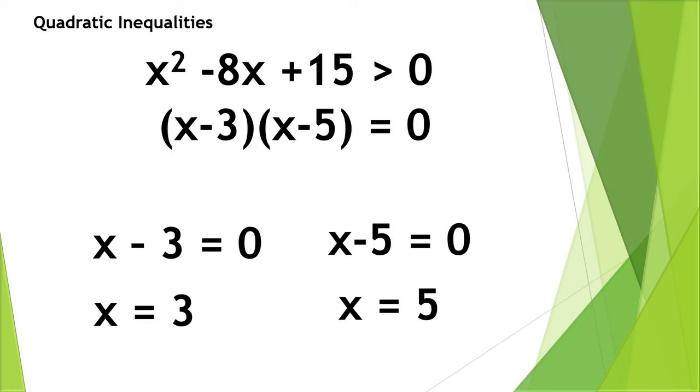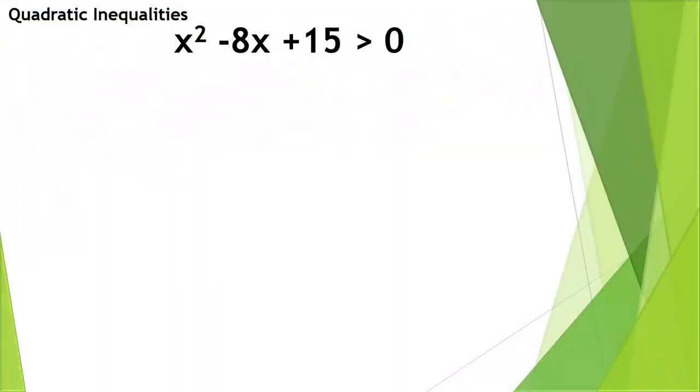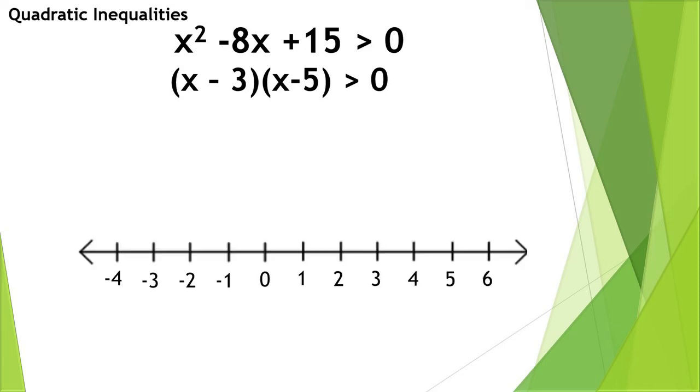Now, 3 and 5 are what we call the critical points of the inequality x squared minus 8x plus 15 greater than 0. After we determine the critical points, this time we're going to write again the factored form of the inequality, which is x minus 3 times the quantity of x minus 5 greater than 0. And then after that, of course, we're going to draw a number line, write the designated values, and locate the critical points, which are 3 and 5. Then we're going to make a test point.